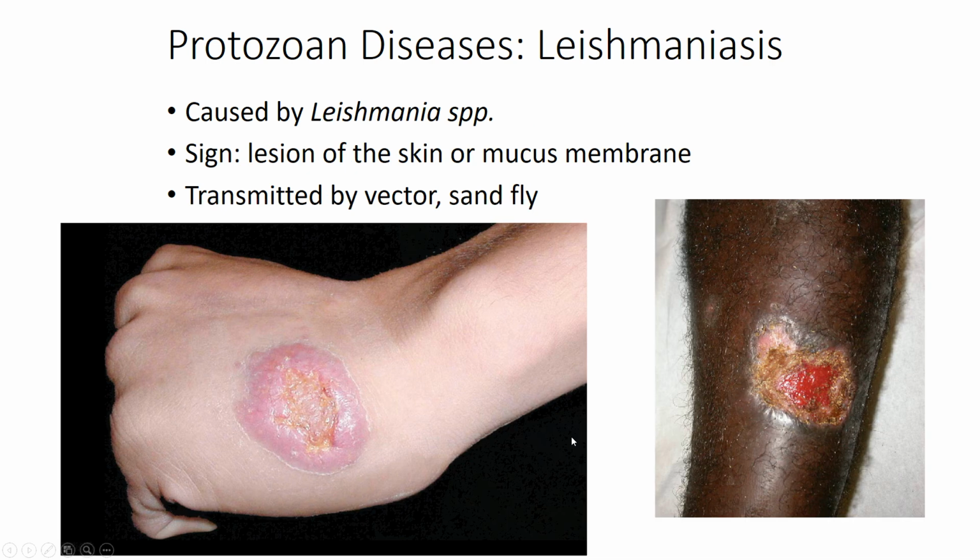The next protozoan infection is leishmania. A lot of times they use that word mania, but it's leishmaniasis. Leishmaniasis is characterized by a pretty nasty lesion on the skin, as you can see in these pictures.